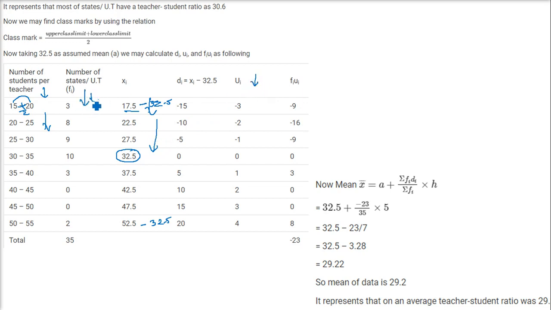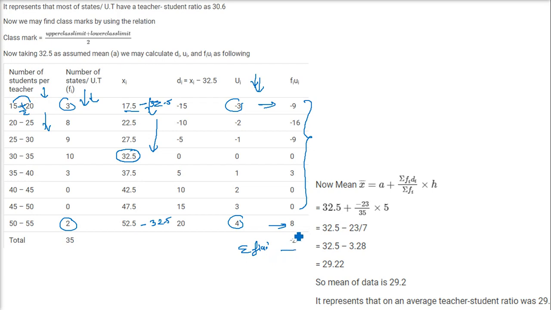Now let us multiply this column with this column. So 3 into minus 3 is minus 9, like this. The last one will be 2 into 4, that will be 8. So let us add this. This is minus 23. This will be sigma Fi Ui.